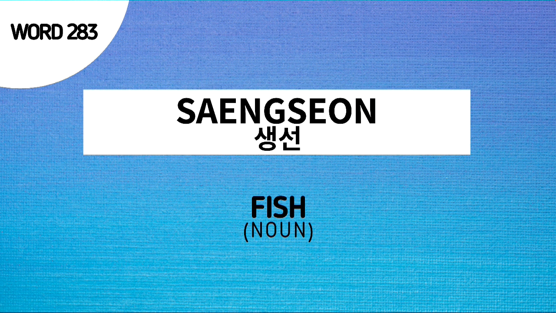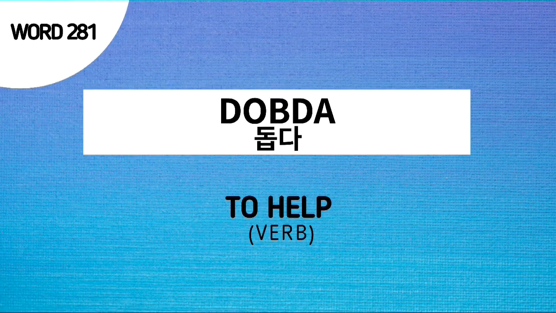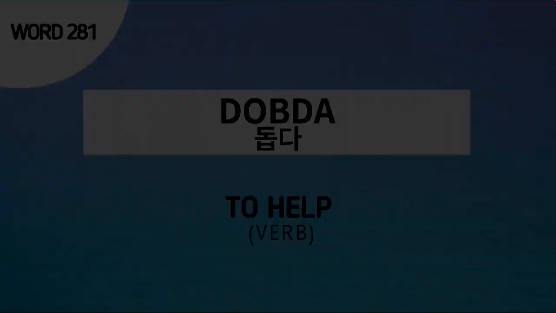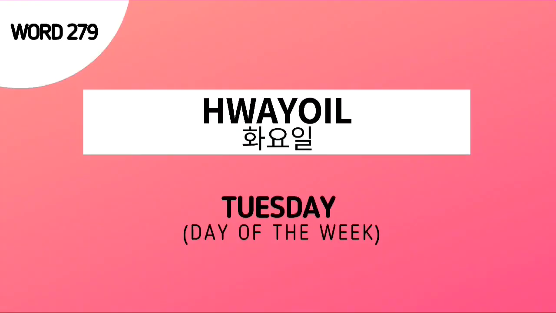Word number 283 is sengson, which means fish. Word number 282 is kwail, which means fruit. Word number 281 is topda, which means to help. Word number 280 is tuta, which means to give. And the last word for our review is word number 279, 화요일, which means Tuesday.